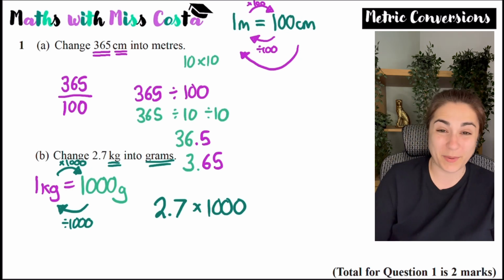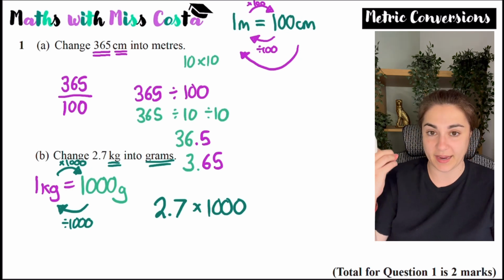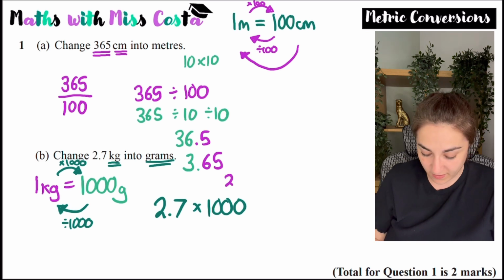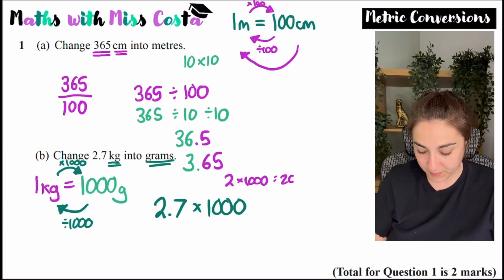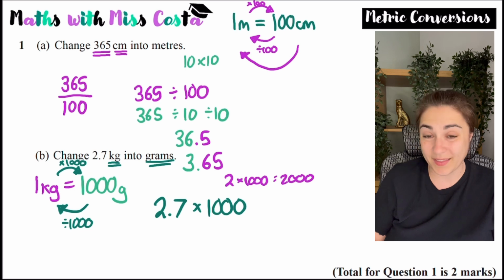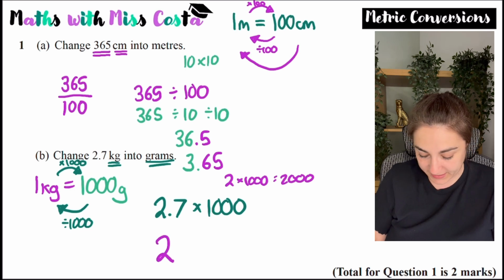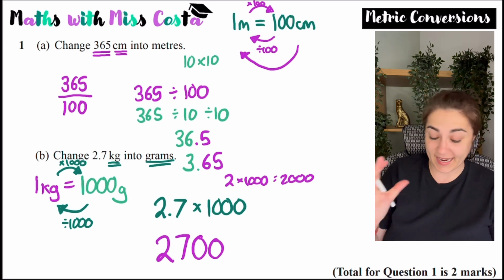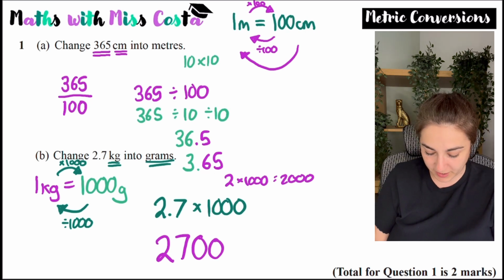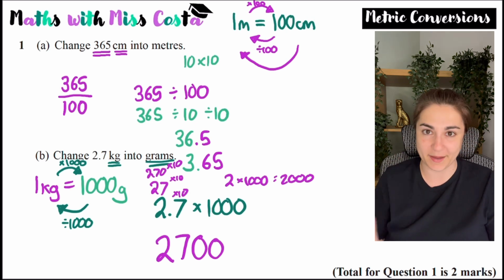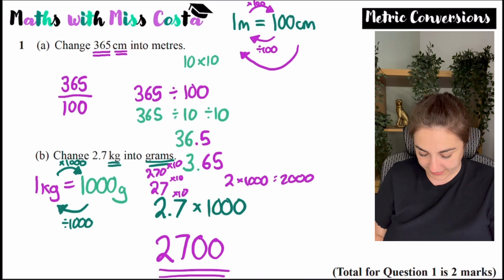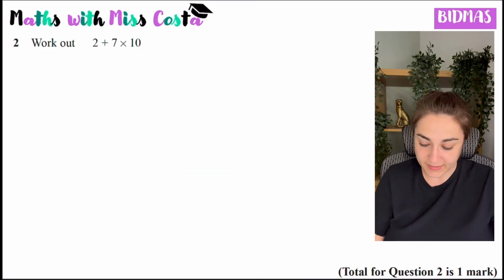Just like before, the best way to do this is to think to yourself, what would 2 times 1,000 be? I know that 2 times 1,000 would be 2,000. So I know that's the place value it's going to be, but it's 2.7, so it would be 2,700. When you multiply, again, you could do it by 10 by 10. If you multiplied it by 10, that would become 27. If you then multiplied by 10 again, it would become 270, and multiplied by 10 again. So you can do it step by step. But yes, 2,700.